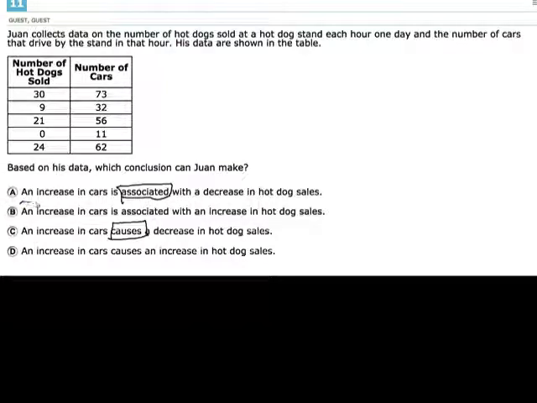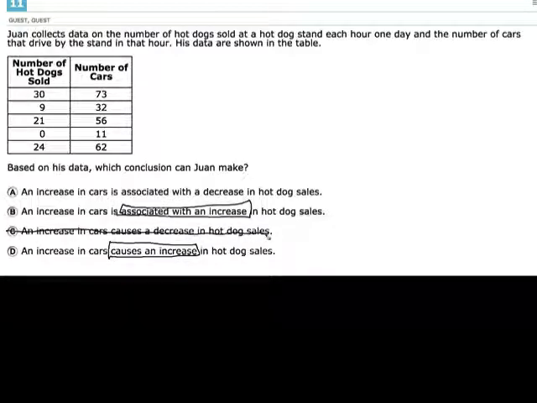An increase in cars is associated. So as cars increase, so this is higher. So we start low, we get low. As we get higher, it starts to get higher. And we keep checking, and it keeps going. So as cars go by, he is in fact selling more. So that means that there is an association with an increase. And where there's an association, there could be a cause. So it could be either B or D. But we do not see any association with decrease.